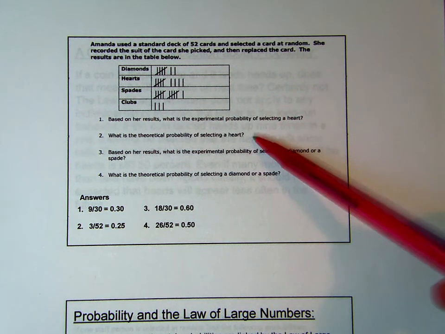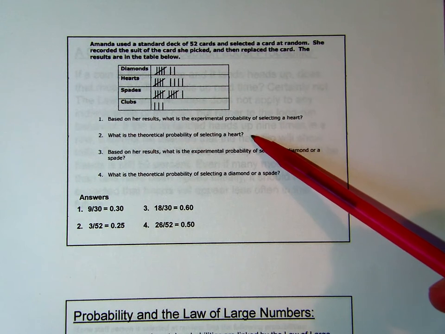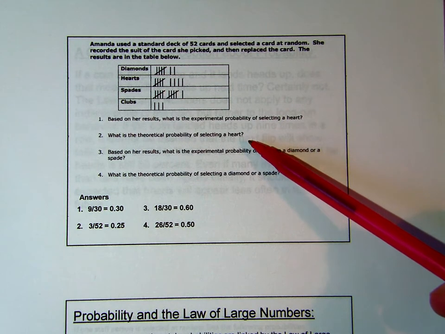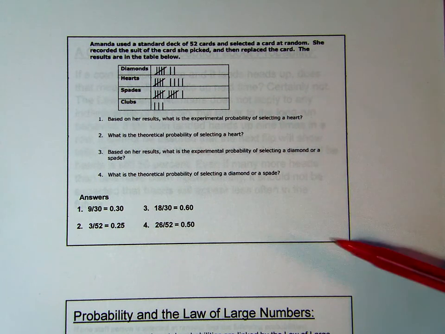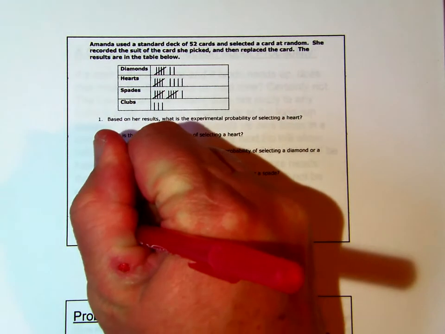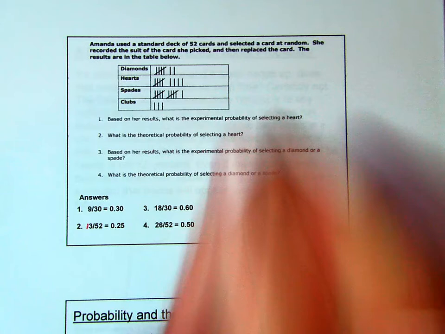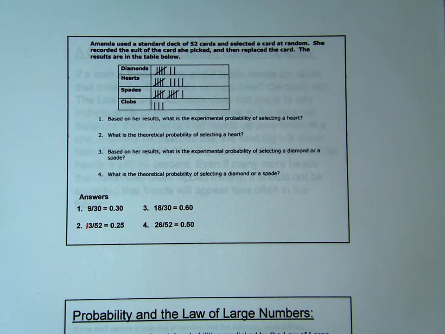Now, number 2, what is the theoretical probability of selecting a heart? Well, that's a type of question that we did yesterday. The theoretical probability of picking a heart would be, little typo there, 13 out of 52. Or there's a 1/4 chance of picking a heart.